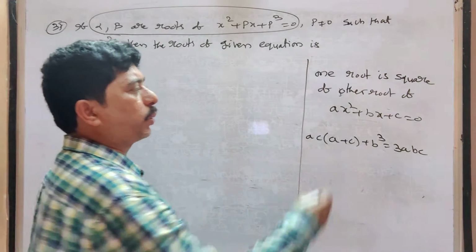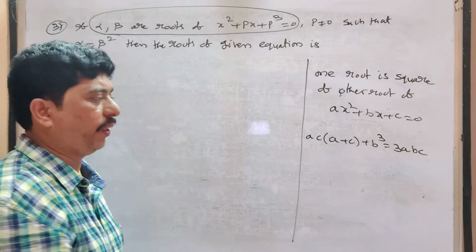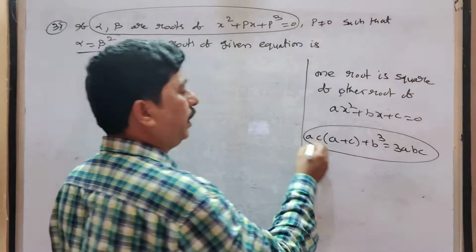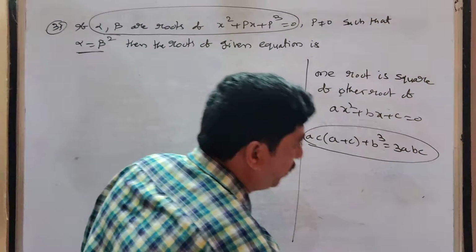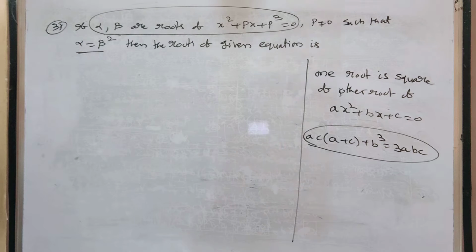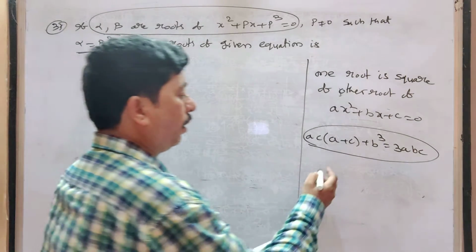If one root is the square of the other root of the equation, then satisfy the condition ac into (a plus c) plus b cube equal to 3abc. Check in the textbook, synopsis number 11.